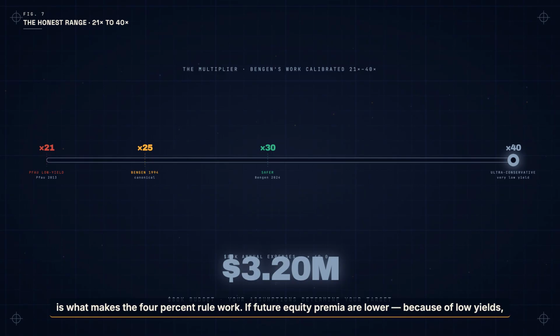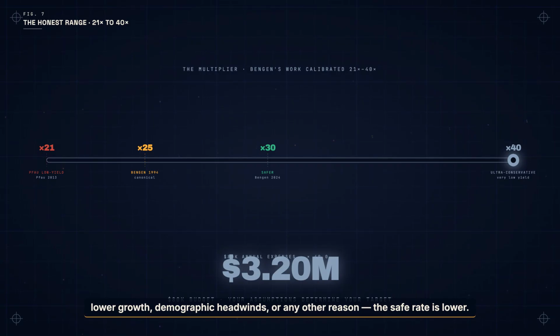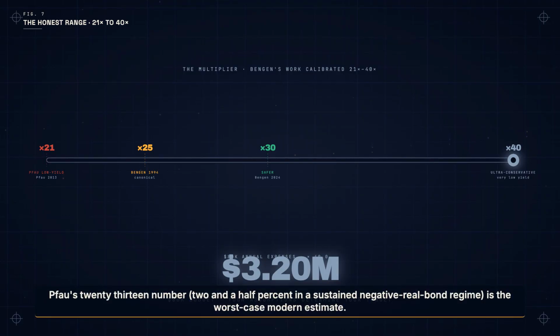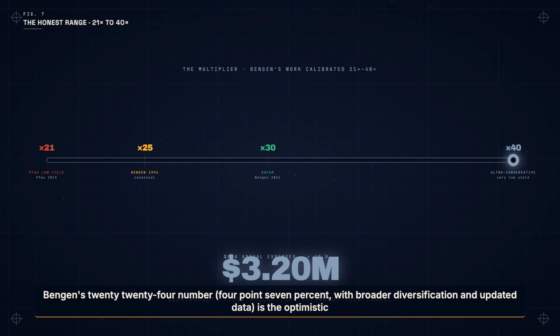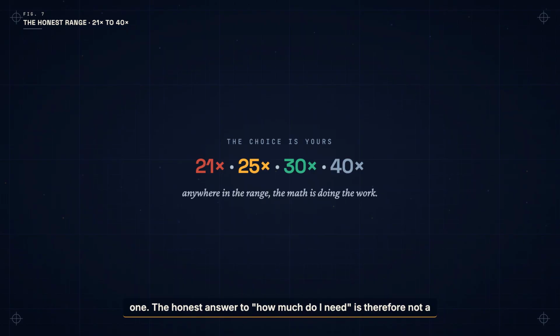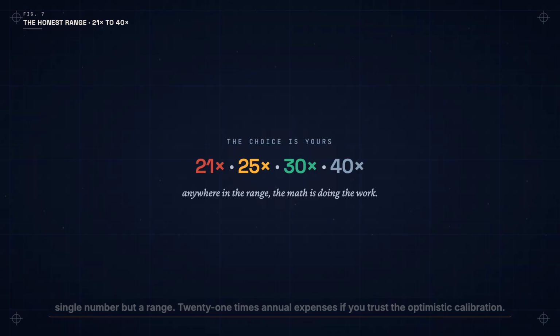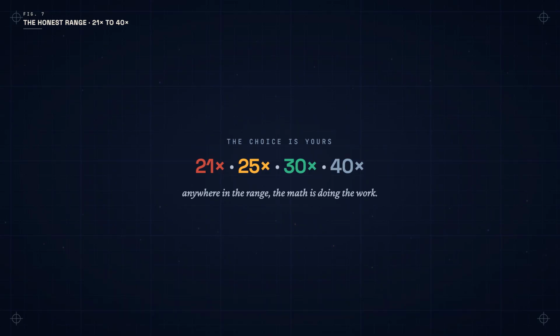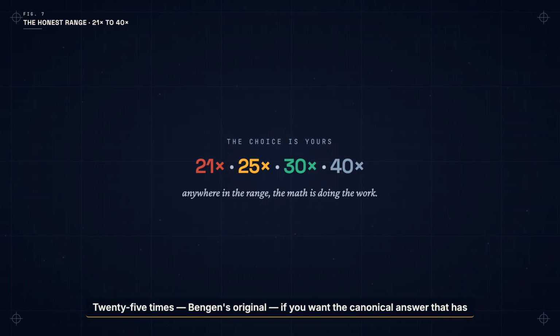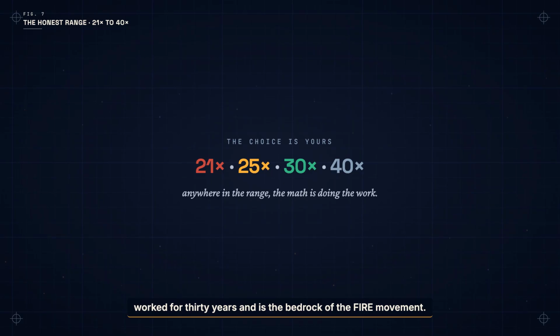If future equity premia are lower because of low yields, lower growth, demographic headwinds, or any other reason, the safe rate is lower. FAO's 2013 number, 2.5% in a sustained negative real bond regime, is the worst-case modern estimate. Bengen's 2024 number, 4.7%, with broader diversification and updated data, is the optimistic one. The honest answer to how much do I need is therefore not a single number, but a range. 21 times annual expenses if you trust the optimistic calibration. 40 times if you trust the pessimistic one. 25 times, Bengen's original, if you want the canonical answer that has worked for 30 years and is the bedrock of the FIRE movement. The math is given. The choice of multiplier is yours.